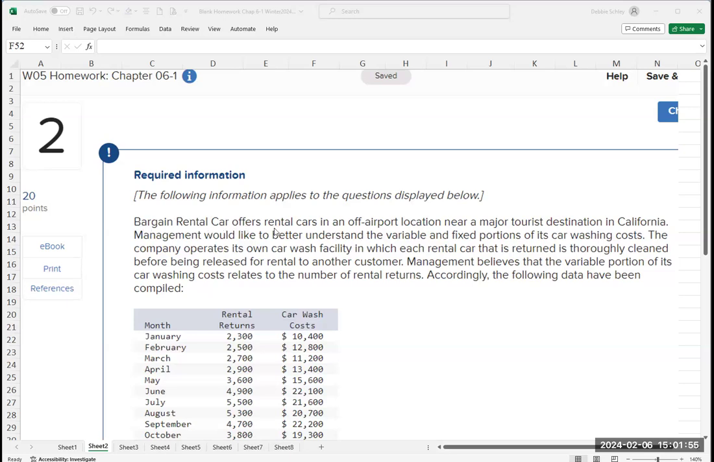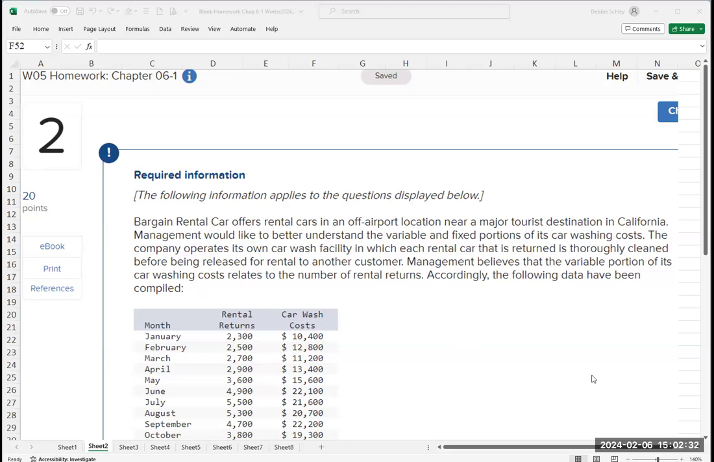Okay, Bargain Rental Car offers rental cars in an off-airport location near a major tourist destination in California. Management would like to better understand the variable and fixed portions of its car washing costs. The company operates its own car wash facility in which each rental car that is returned is thoroughly cleaned before being released for rental to another customer. Management believes that the variable portion of its car washing costs relates to the number of rental returns. Accordingly, the following data have been compiled.